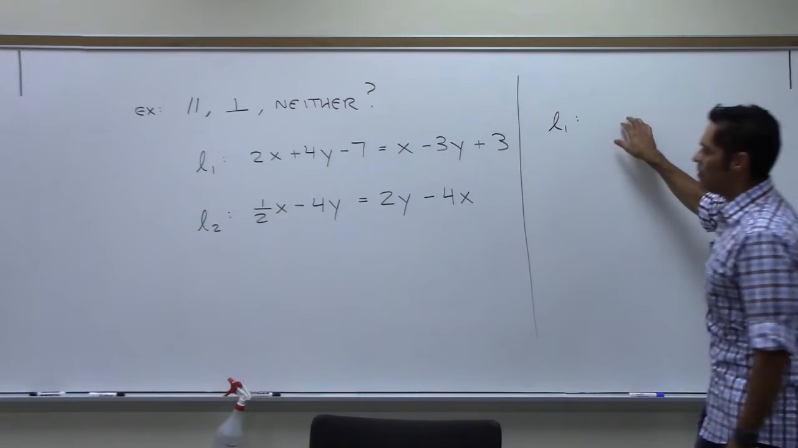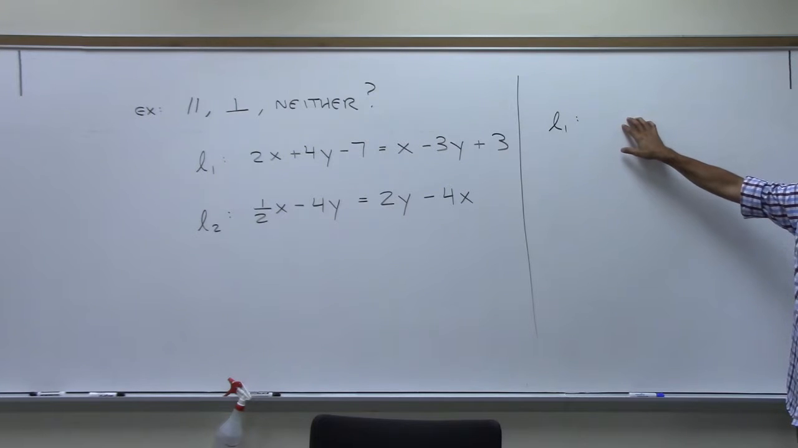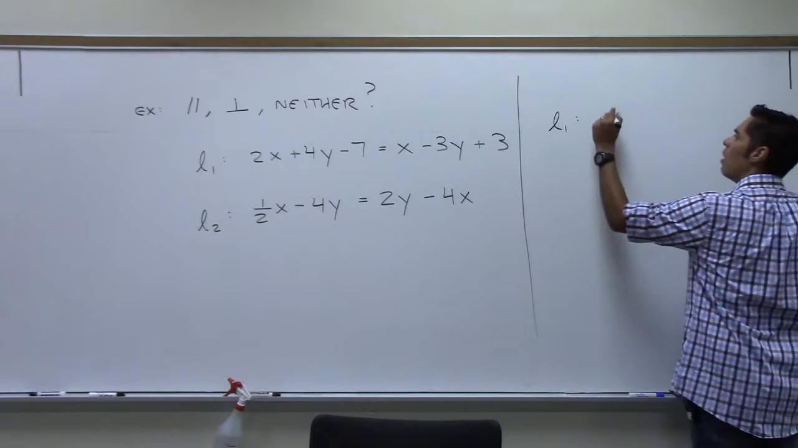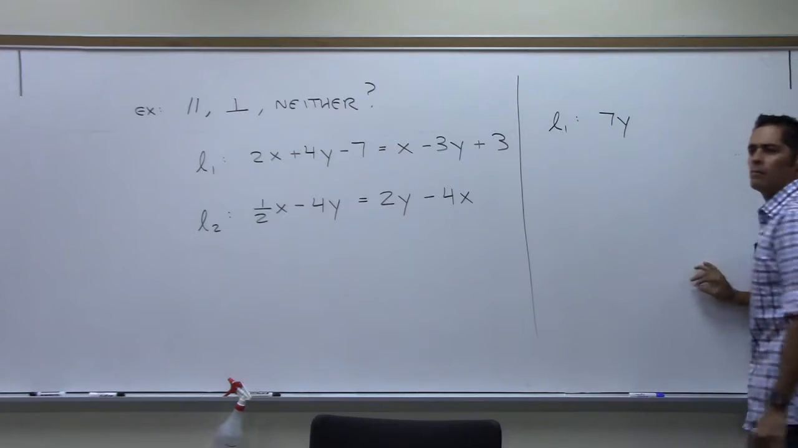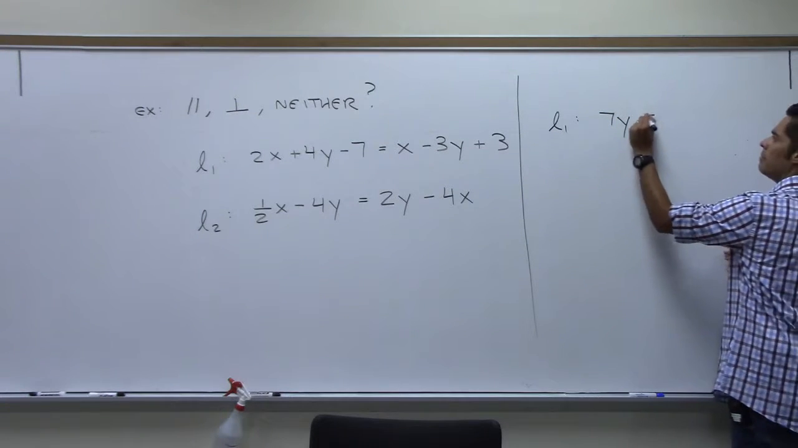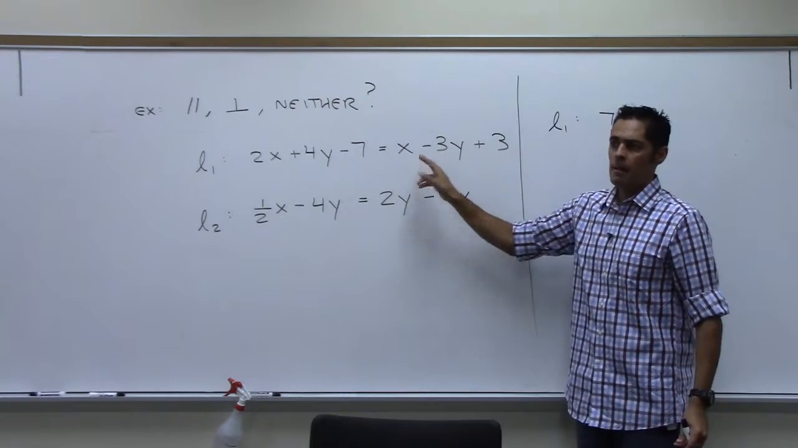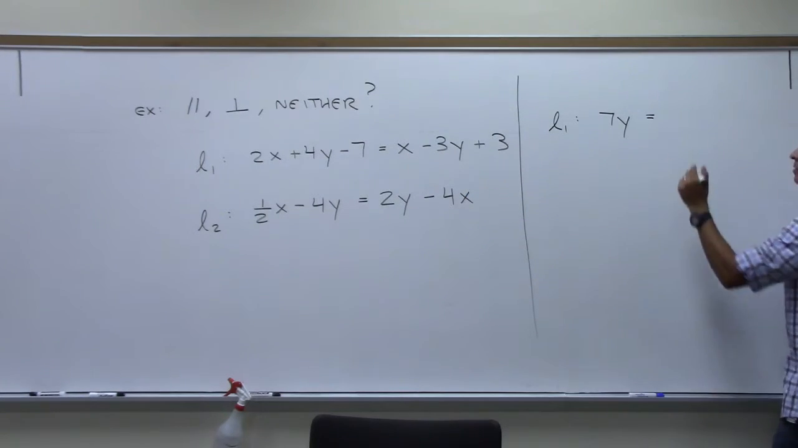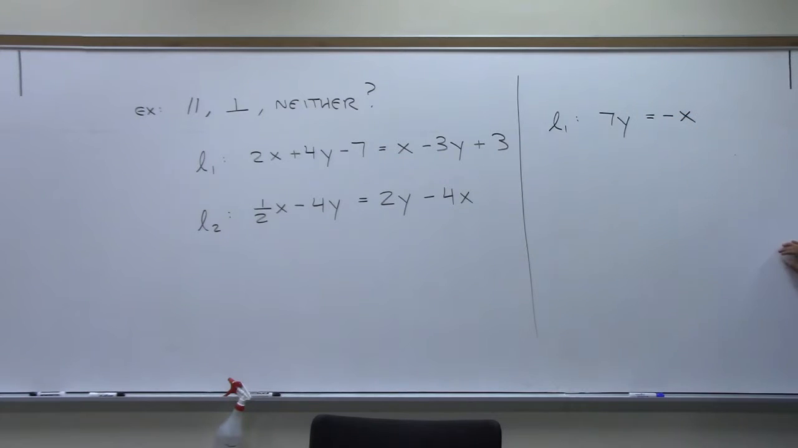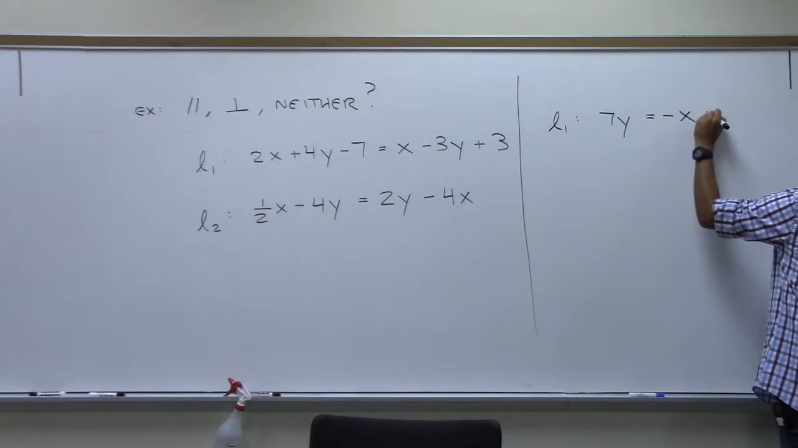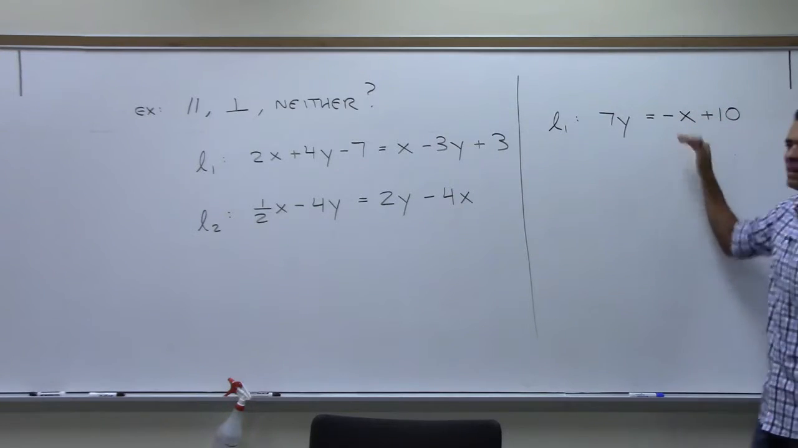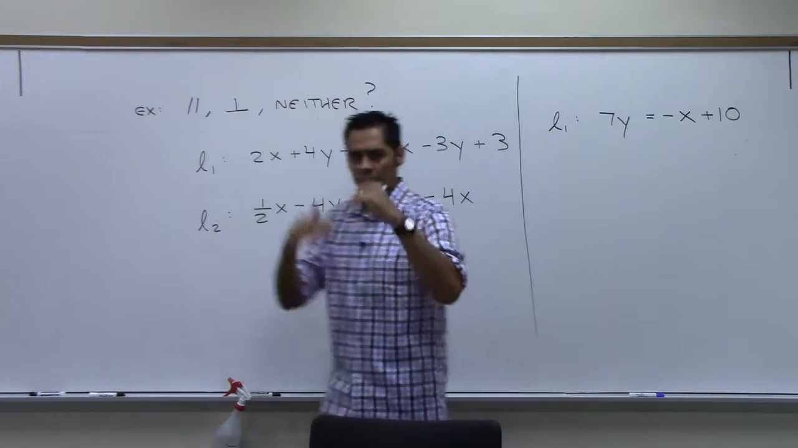How many y's would be on the left side? 7 y's. We should have 7 y's on the left side. Equals, how many x's on the right side? -1, right? Because you brought the negative 2x over, so -1x. And then anything else? Plus 10. Good. So again, if you can't get to that step, just make sure you go back and work it out yourself.